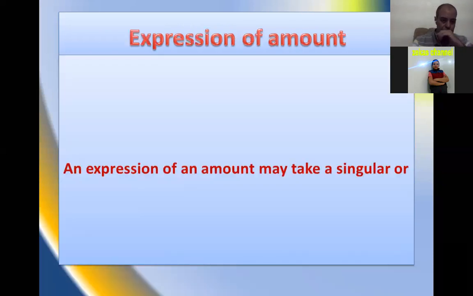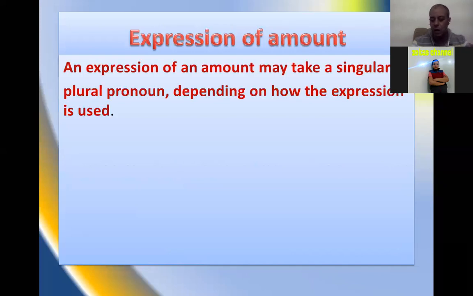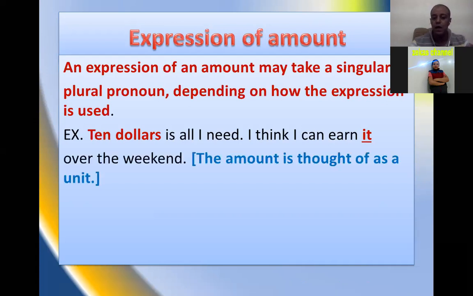Expressions of amount may take a singular or plural pronoun depending on how the expression is used. For example, "$10 is all I need. I think I can earn it." Earn it because it's an amount of money. So it refers to $10 as only one amount of money, as a sum of money. It's thought of as one unit.